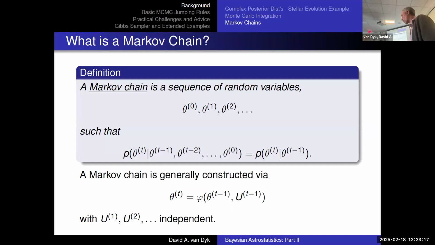Okay, so let's go on to Markov chain Monte Carlo, the real deal. So what is a Markov chain? A Markov chain is a sequence of random variables where if I tell you the whole history and you want to find the distribution of the next object, it depends only on the most recent one.